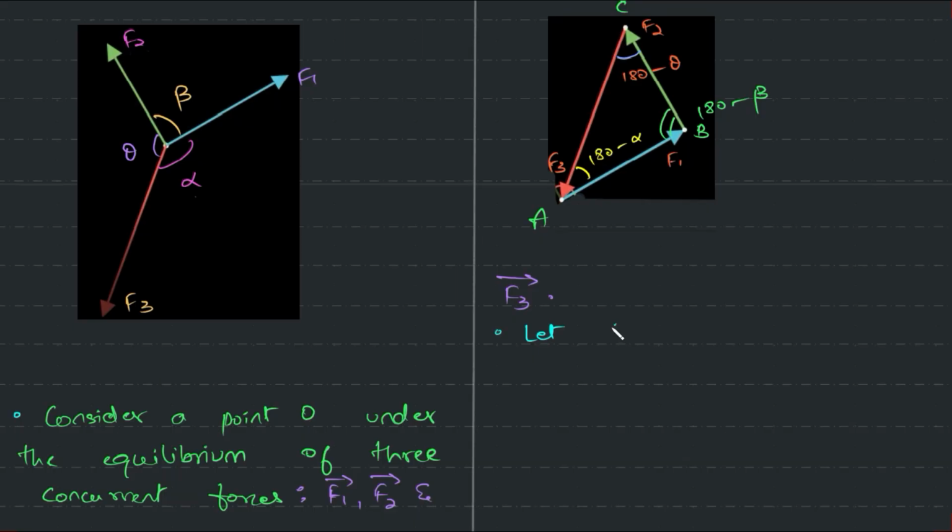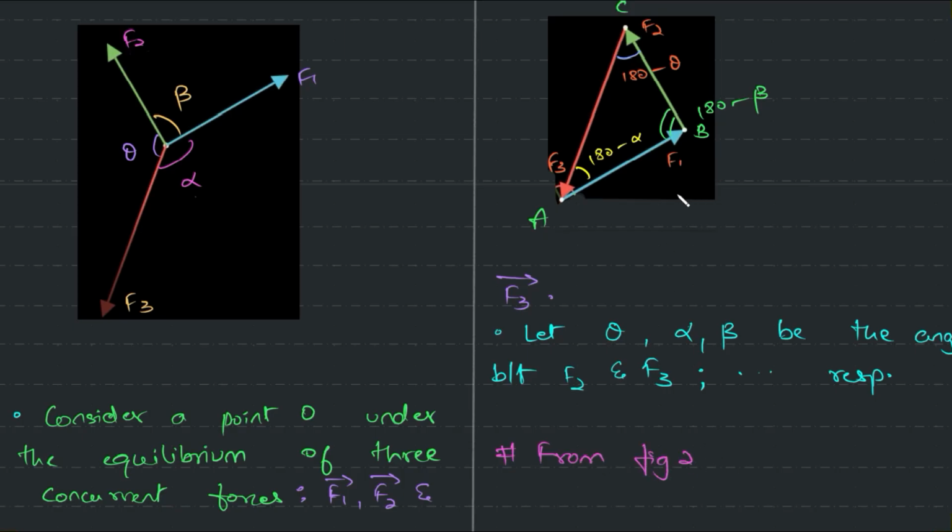Let theta, alpha, and beta be the angles between, you guys can complete that. Theta is between F2 and F3, and so on and so forth, respectively. That word we need to use. Then from figure 2, right? So that's our figure 2.